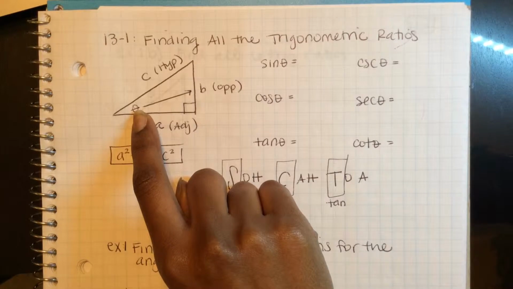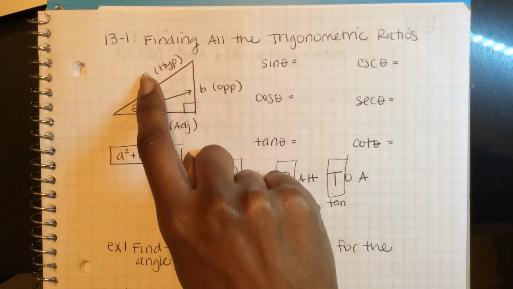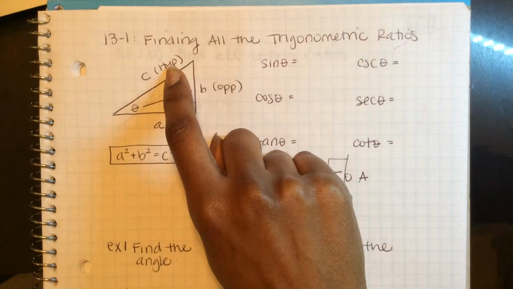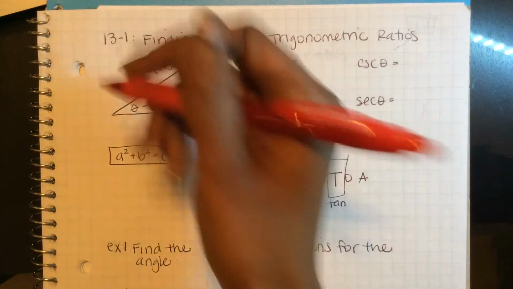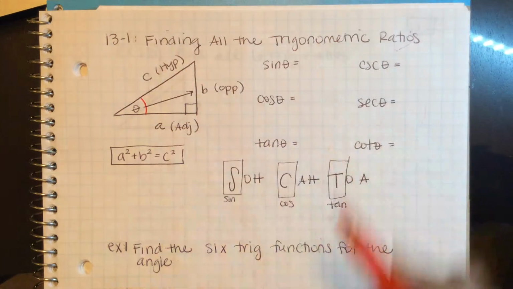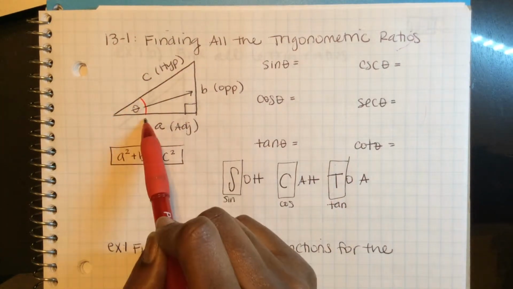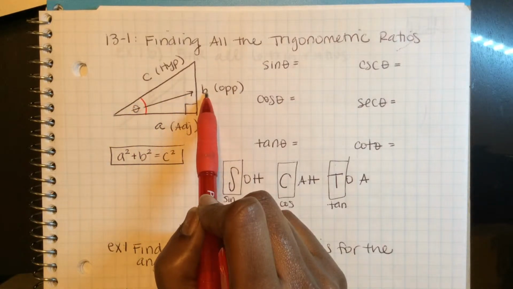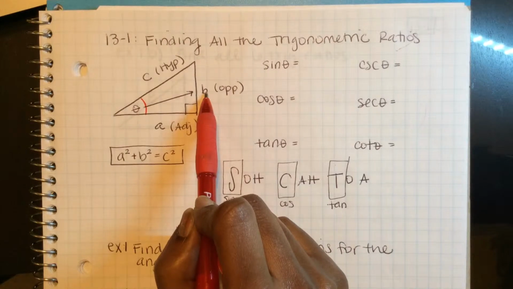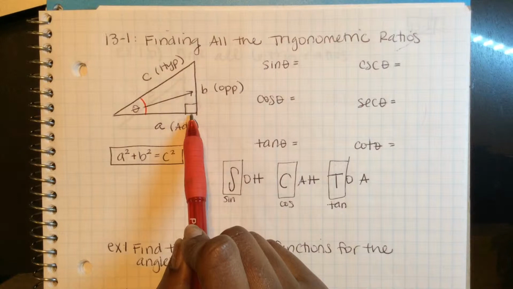In order to connect the trig ratios, we have to label our three sides in comparison to the given angle. So the hypotenuse is always the longest side opposite from 90. My angle theta here, if I draw an arc, it touches two sides, both the hypotenuse and the adjacent. Therefore, the opposite side to it would be the one here. And then the other side, not the opposite and not the hypotenuse, is called the adjacent leg.